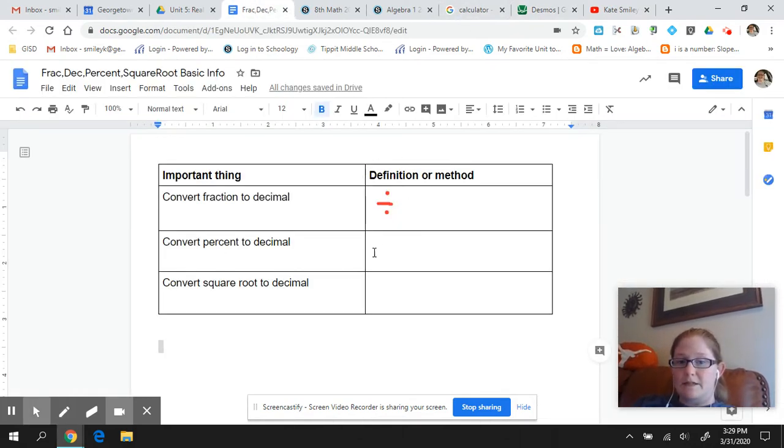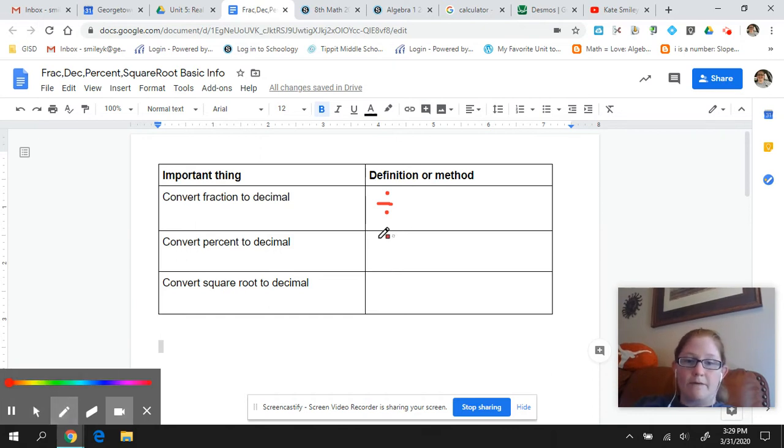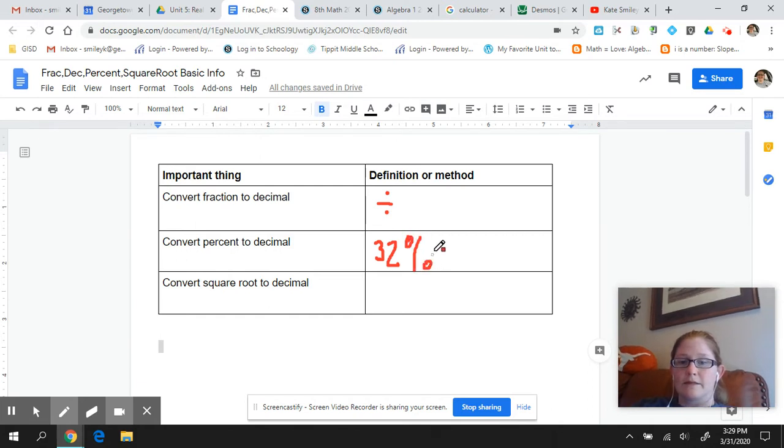Converting a percent to a decimal. So maybe you have 32%, and you can take your decimal at the end of your number and move it over 2 places. So now you are 0.32. You're moving it 2 decimal places.